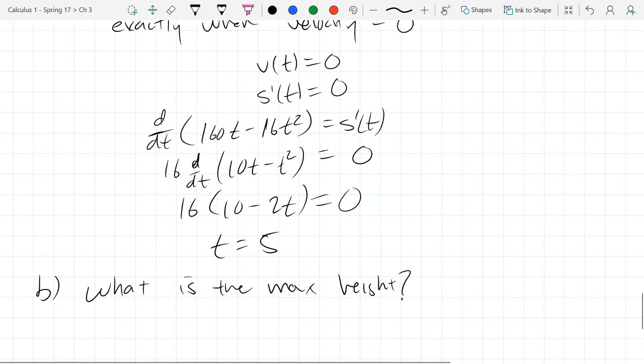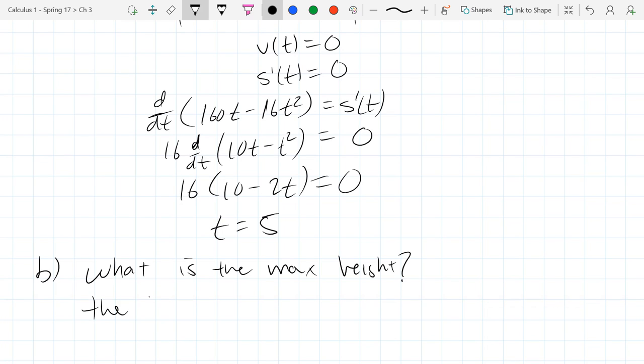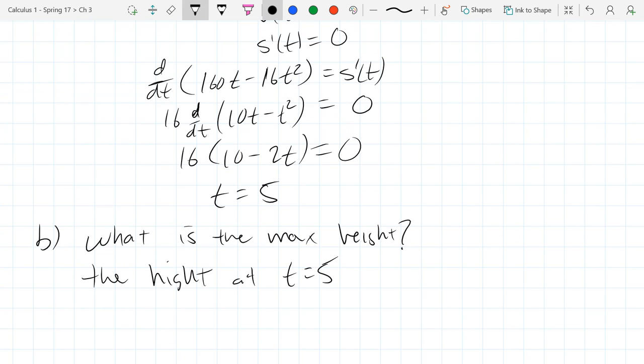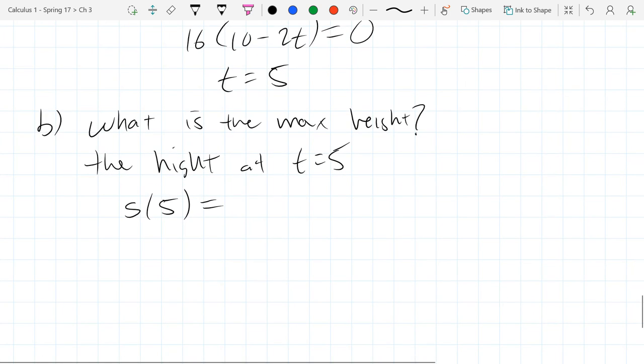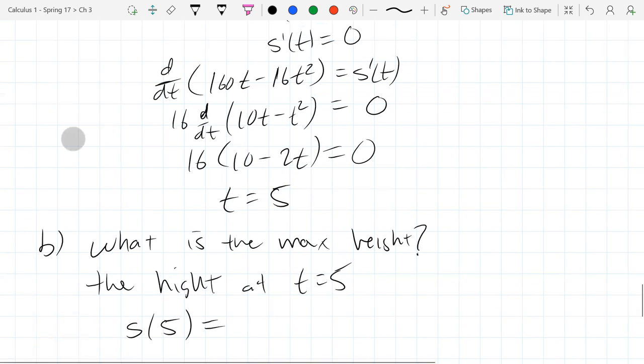So the answer to this is, it's the height at 5 seconds. So all we have to do is take 5, and you want to plug it in to the S function. And my S, unfortunately, looks like a 5. I try to make my 5 have a flat top on it intentionally, because the rest of my 5 looks just like my S. So take 5 and plug it in for S, see what you get.